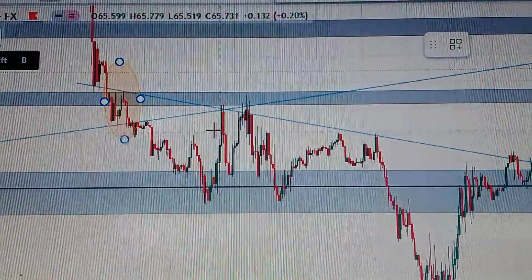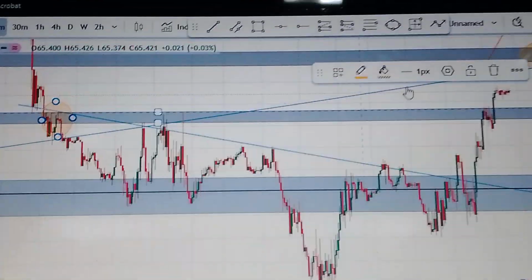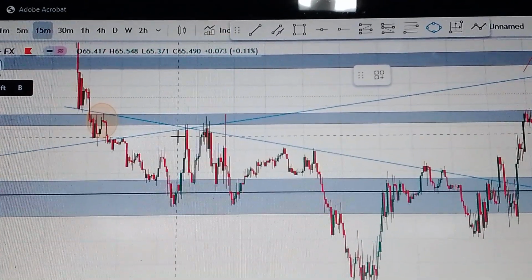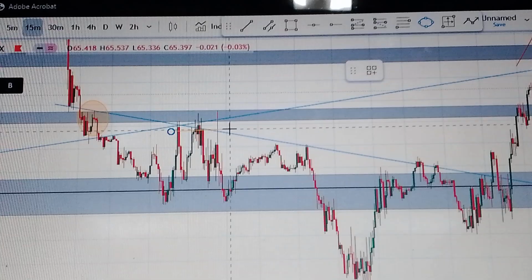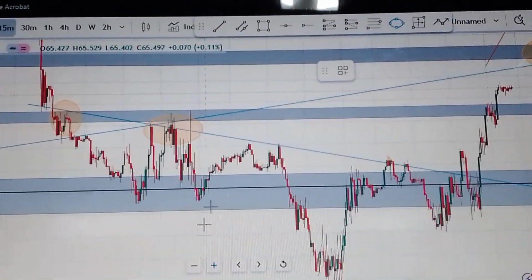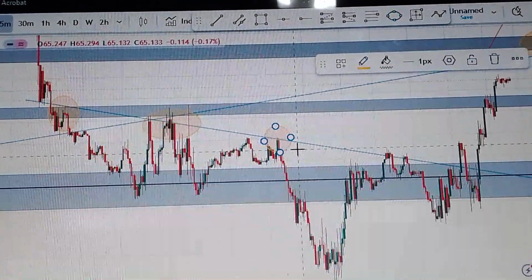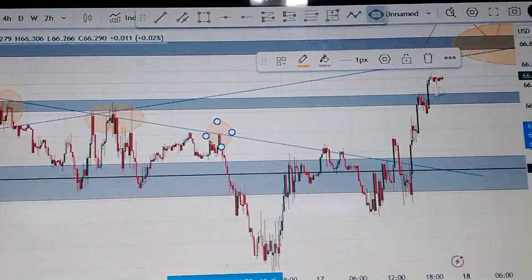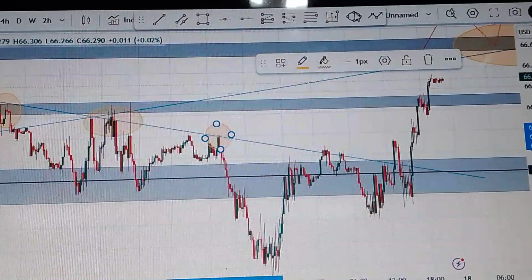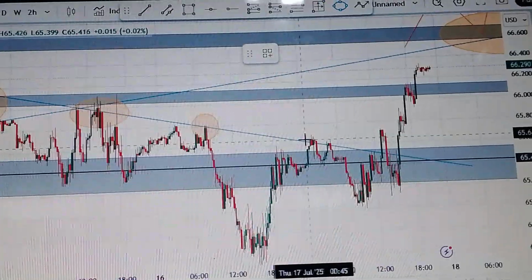So you can see this, right? The market respected that trend line multiple times. Look at these, two bounces off the trend line. This is another bounce off the trend line, and this is another bounce off the trend line.